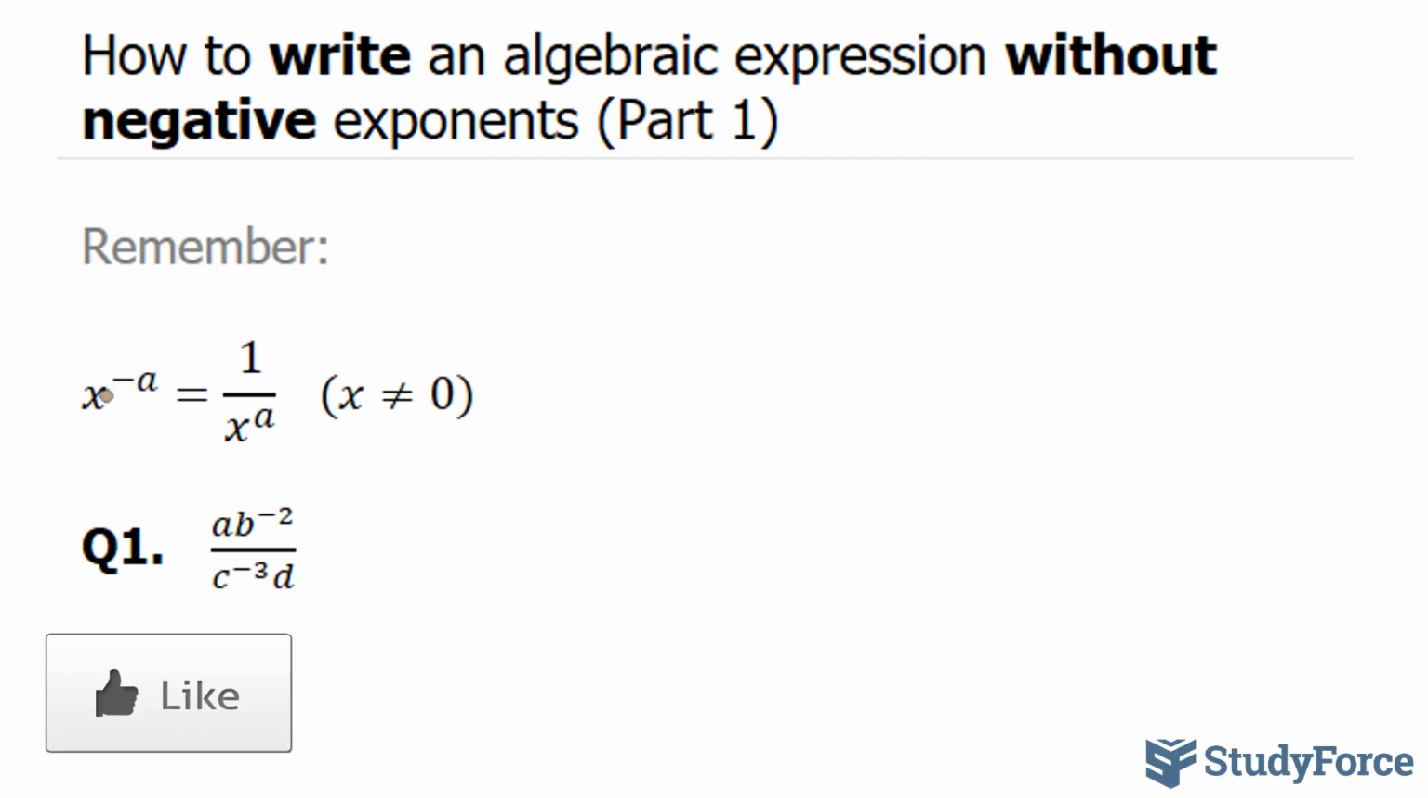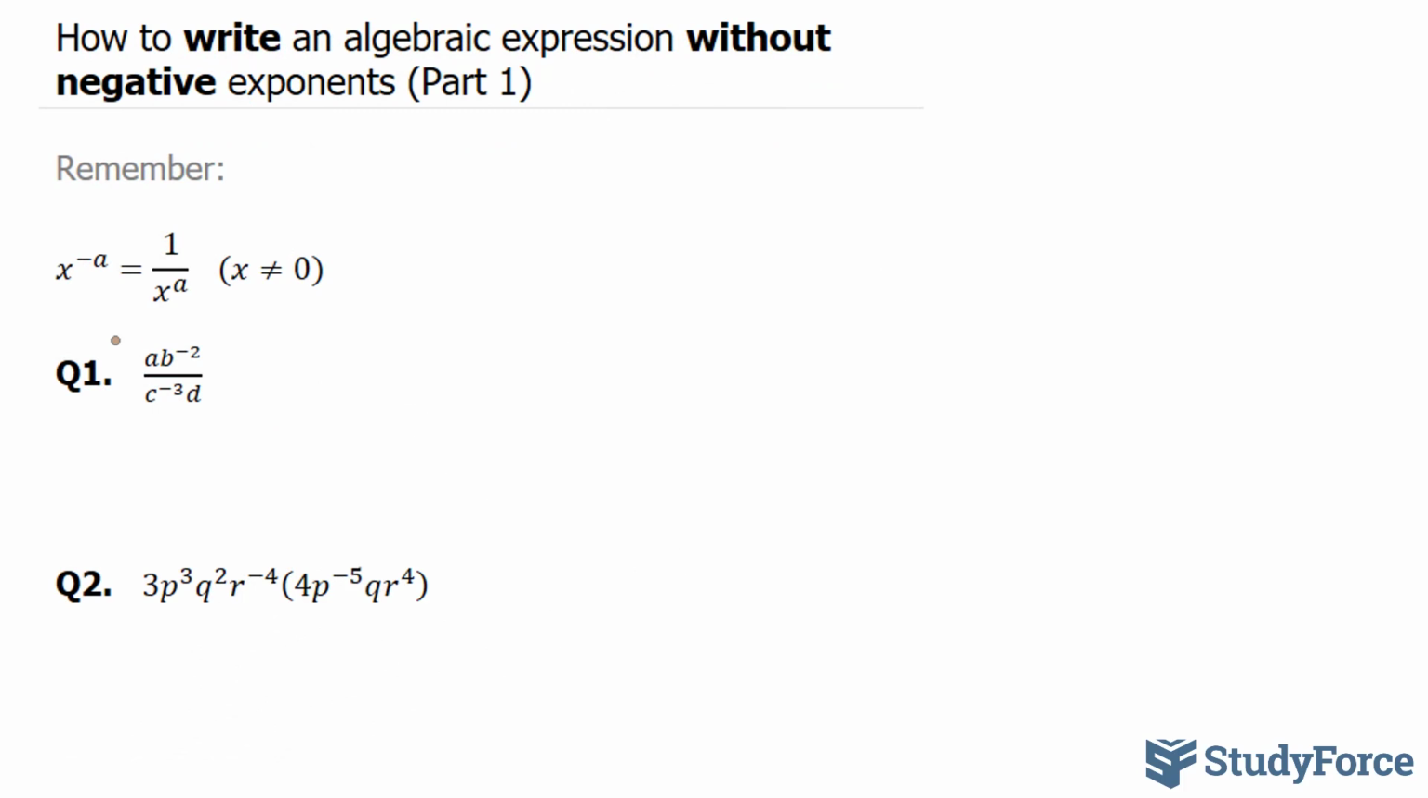of the negative exponent. In question 1, we have a times b to the power of negative 2 over c to the power of negative 3 times d. The way you would rewrite this without any negative exponents is, first of all, write the things down that haven't changed. A hasn't changed, but we know b and c will. B is currently at the top with the power of negative 2. That can be written at the bottom, positive 2 this time.